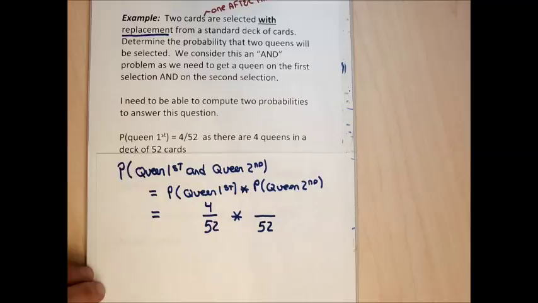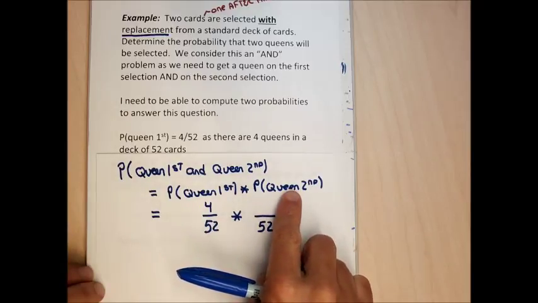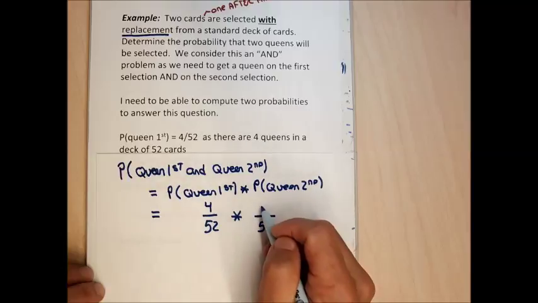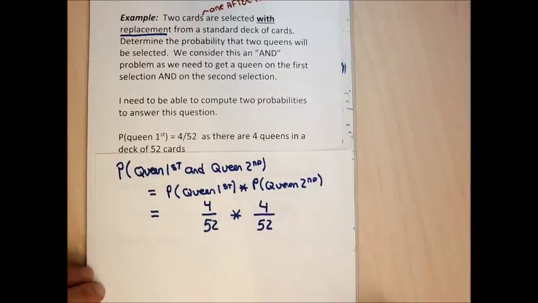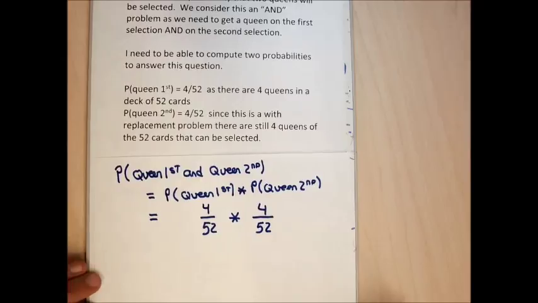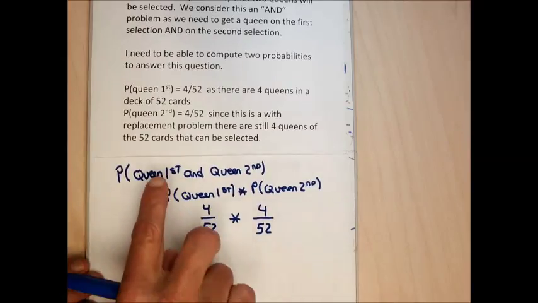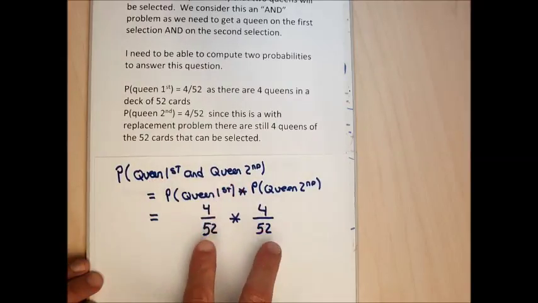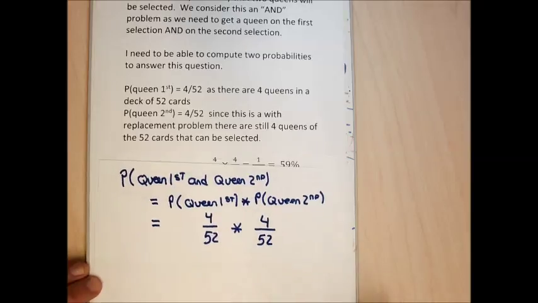I'm still going to have all 52 cards to choose from. The numerator is still going to be the same number. It's the number of queens in a 52 card deck, which is 4. So each of the probabilities is going to be 4 over 52. The probability of getting a queen first and a queen second can be found by multiplying these two fractions together.